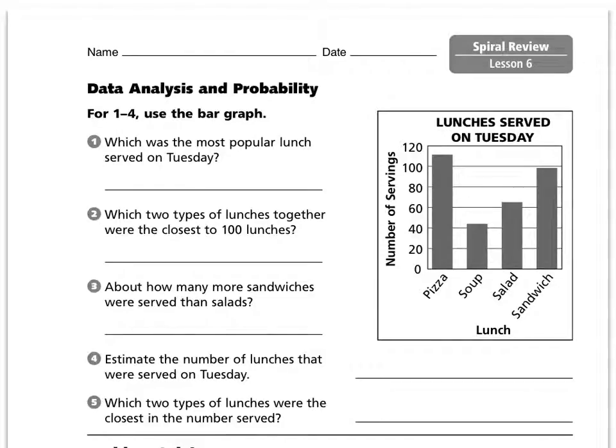Let's look at Chapter 13, Lesson 6 Review, Data Analysis and Probability. For number 1 through 4, use the bar graph. For number 1, which was the most popular lunch served on Tuesday?